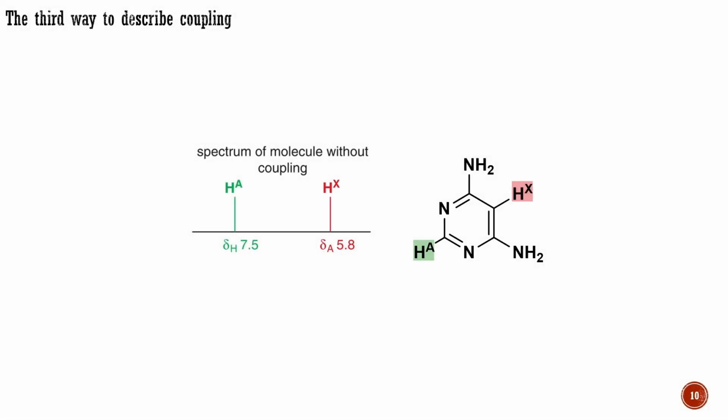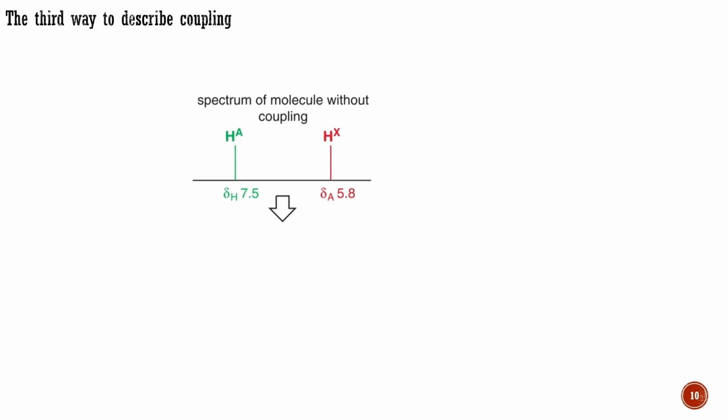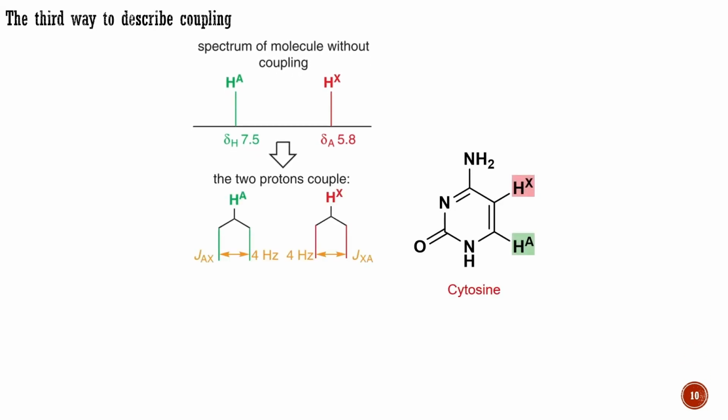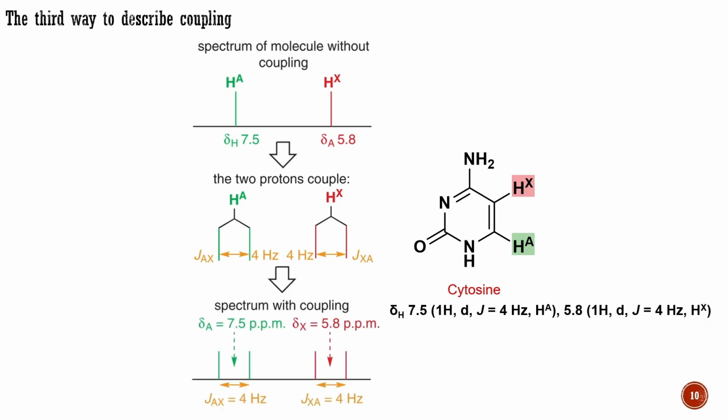Now for the third way to describe coupling. If you look again at what the spectrum would be like without interaction between the HA and HX protons, you will see the pattern shown here, with the chemical shift of each proton clearly obvious. But for cytosine, you do not see this because each proton couples with the other and splits its signal by an equal amount on either side of the true chemical shift. In other words, the true spectrum of cytosine has a pair of doublets each split by an identical amount. Note that no line appears at the true chemical shift, but it is easy to measure the chemical shift by taking the midpoint of the doublet.